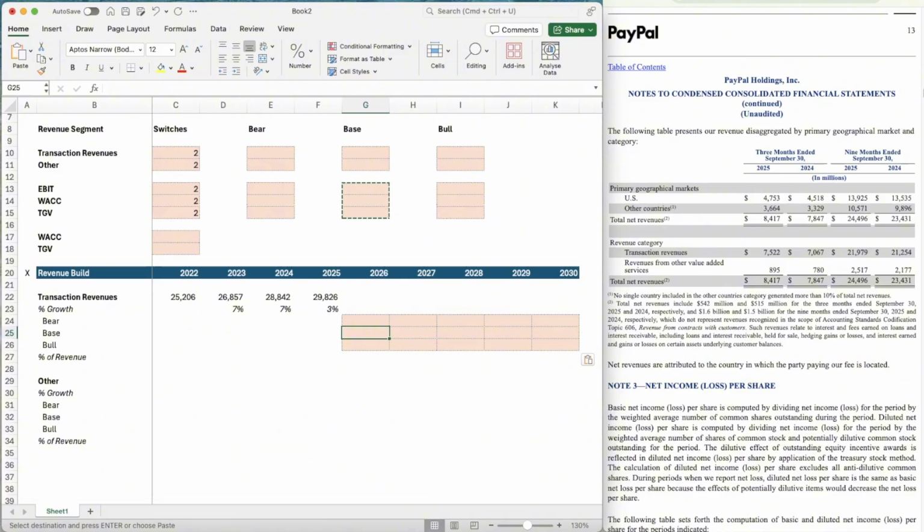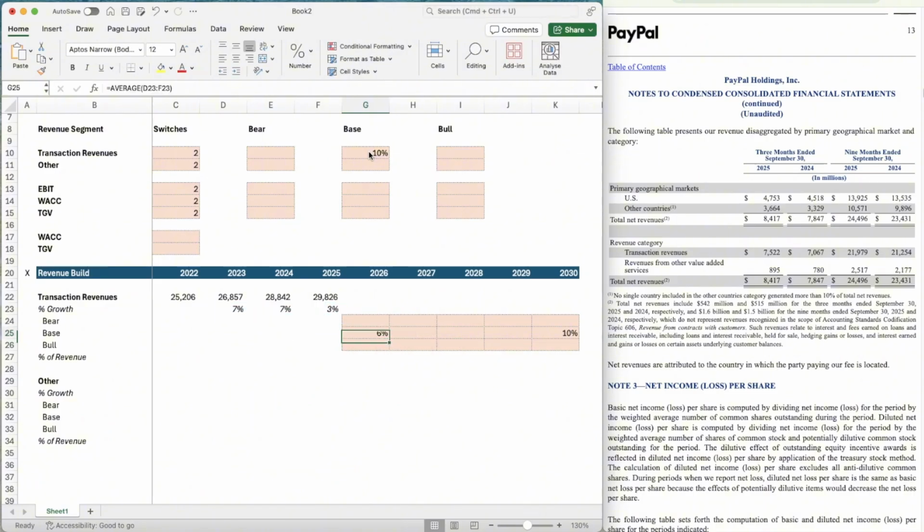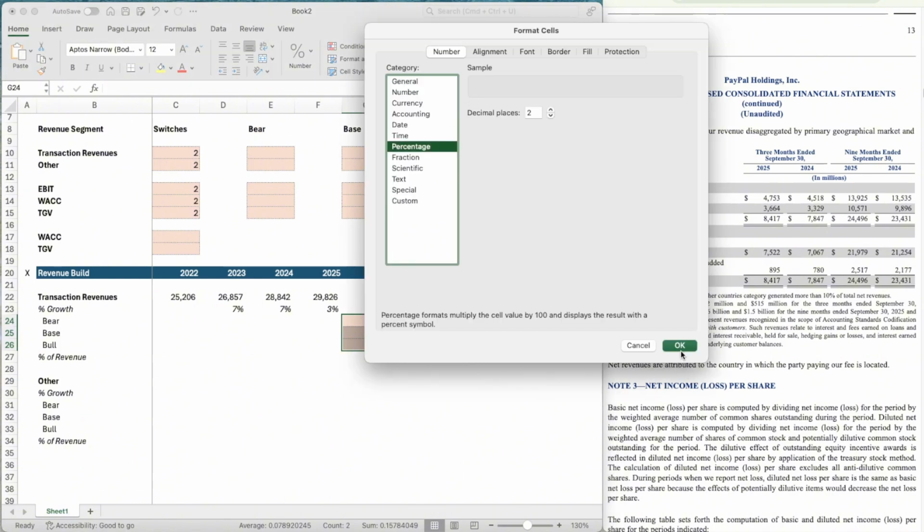And for that, let's use as the final year what we're going to put in 2030. We will put, let's say 10%, because they did announce a partnership with OpenAI, which should lead to revenue growth. Yeah, so we'll take an average of the last 3 years. That gives us about 6%. Just make this format go to percentage, 2 decimal places. It's good.